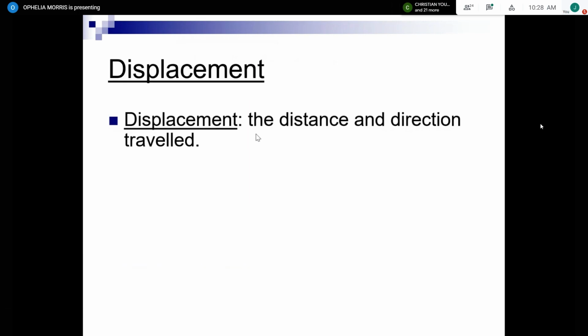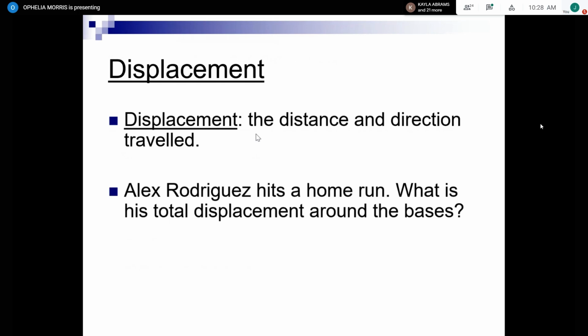Now, this is just reiterating again. Displacement is the distance and direction that is traveled, so the position and the distance traveled. Why does the position matter? Because it matters in what direction I'm going, like we did last week with the ant. You remember. It says Alex Rodriguez hits a home run. What is his total displacement around the bases? Can anybody tell me? You want to write the example and tell me what his total displacement would be if it's a home run and he runs around all the bases?